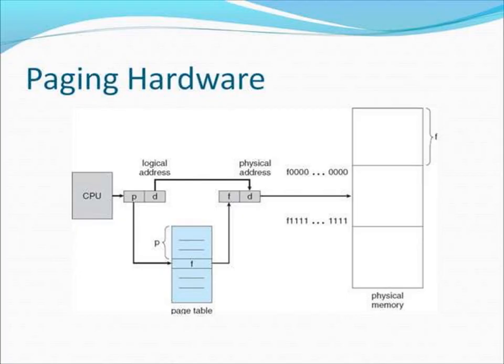So that when the CPU generates a logical address, it uses the page number as well as the offset. These are the two things used over there. The page number is used to find the frame from the page table, and the frame number and the offset give the physical address. So this is the way it works.